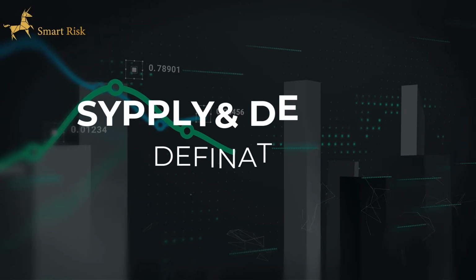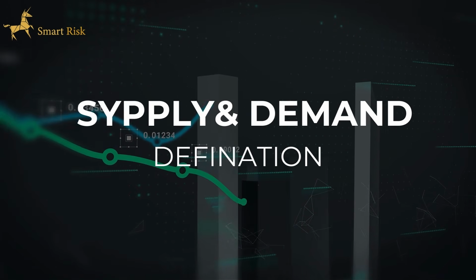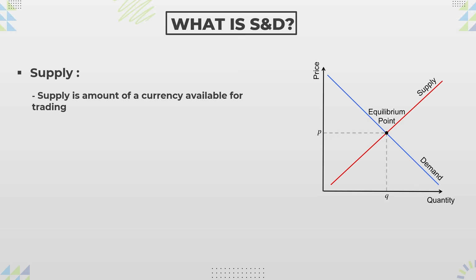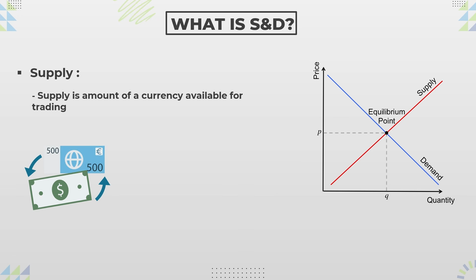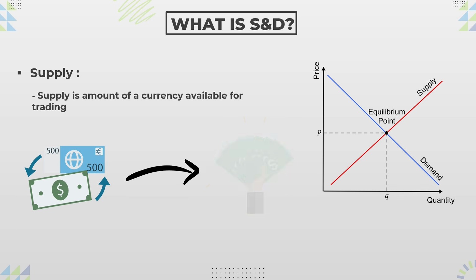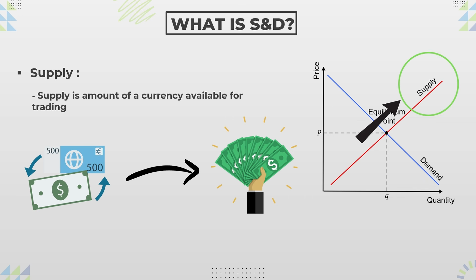Let's quickly explain the actual meaning of supply and demand terms in a currency pair trading session. The supply is the amount of a currency available for trading. When we talk about supply in the forex market, we're referring to how much of a particular currency, like the US dollar or the euro, is out there and ready to be exchanged. When there's a lot of currency available, it means the supply is high.